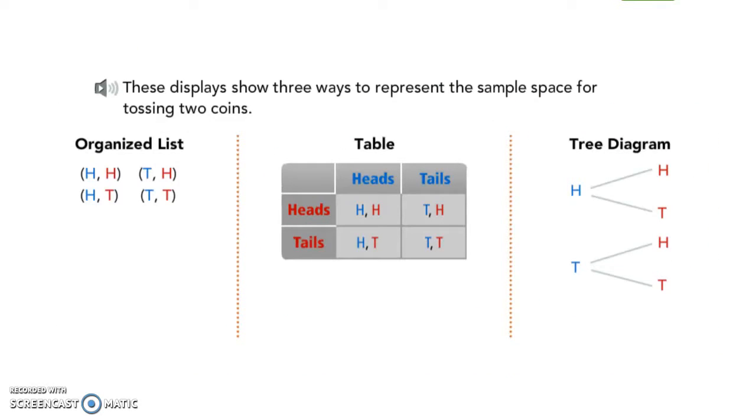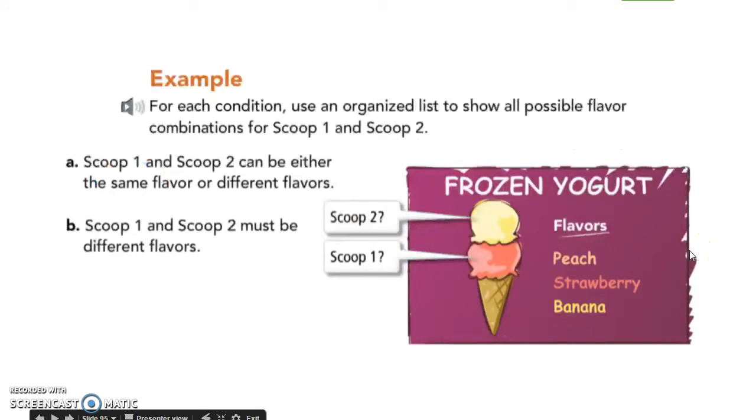Remember, there are 3 different ways to represent the sample space that we talked about. We could make an organized list. We could put a table together where we combine the row and the column labels, or we could make a tree diagram, and that just helps us see our sample space. So I'll just review really quickly with you how to do this.